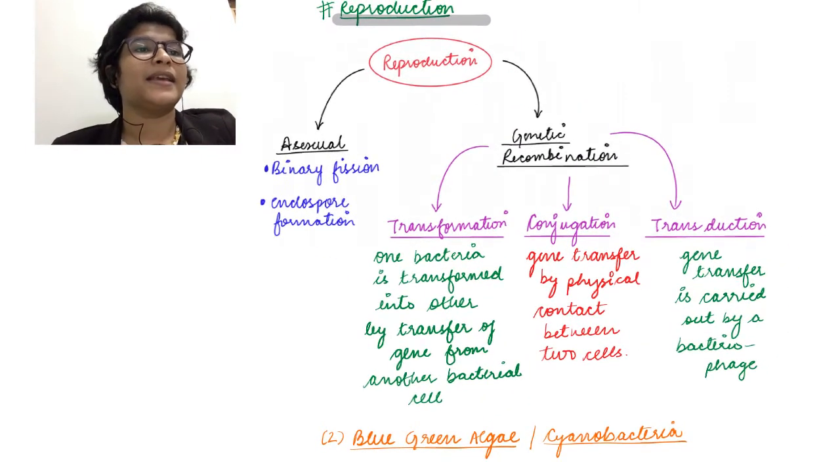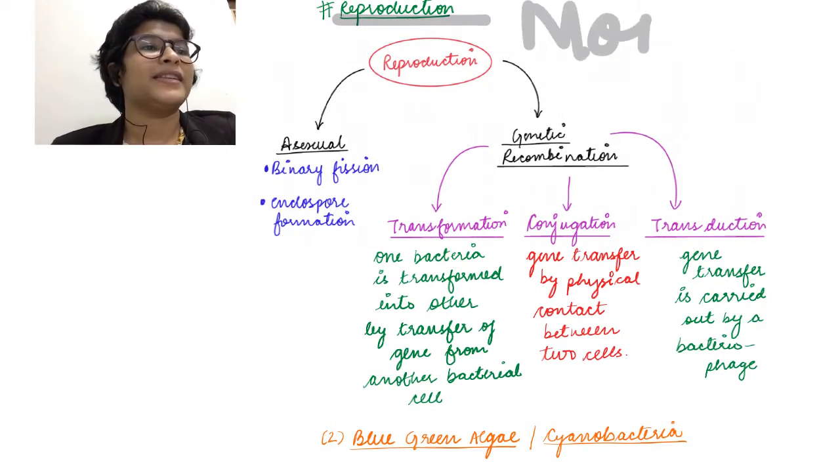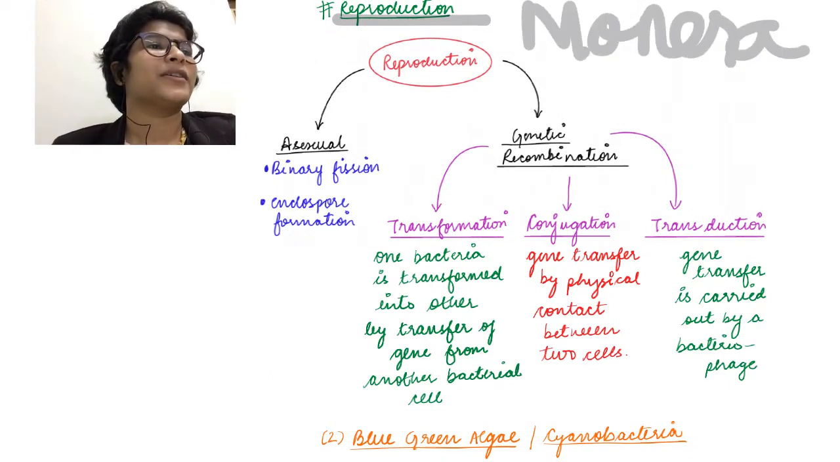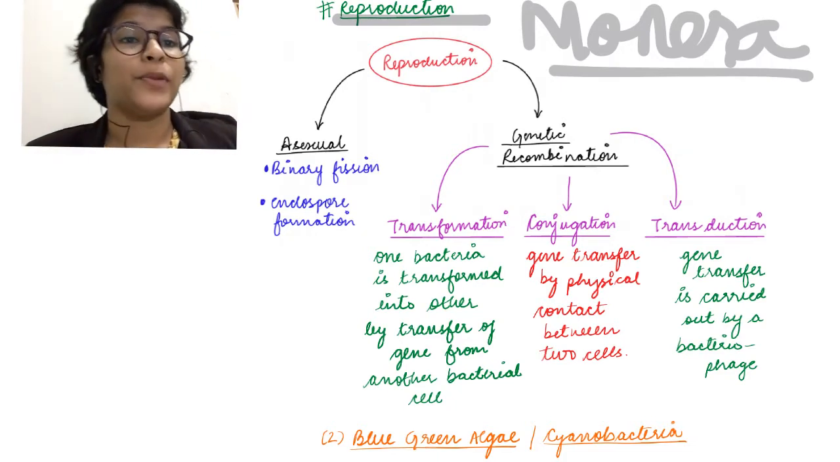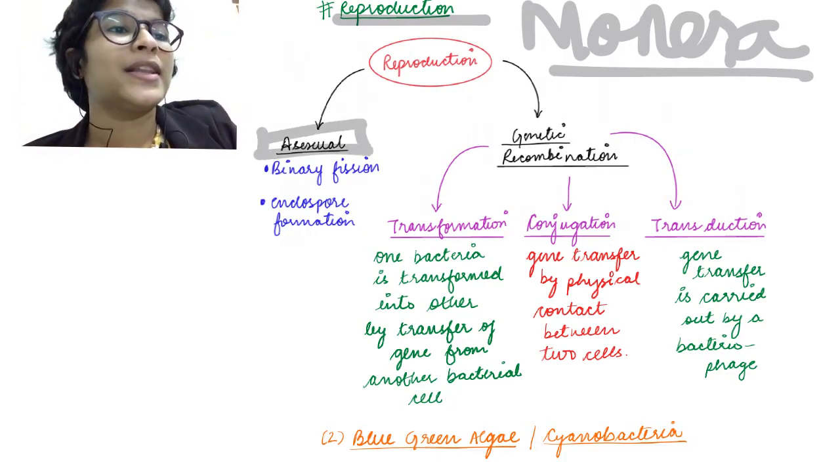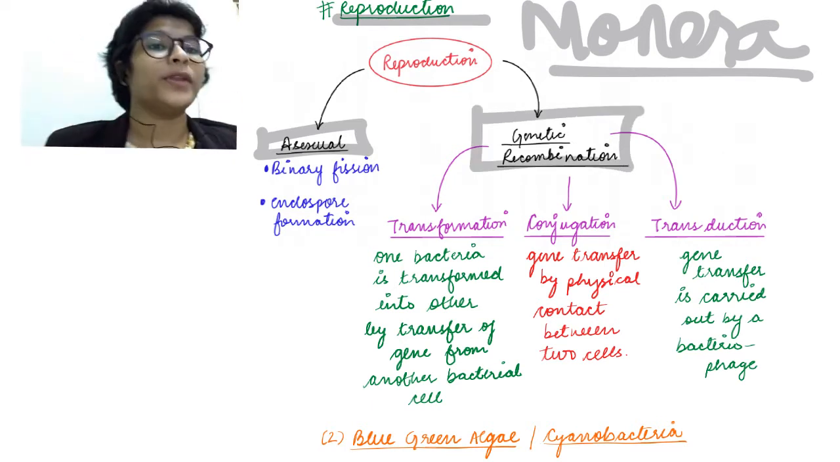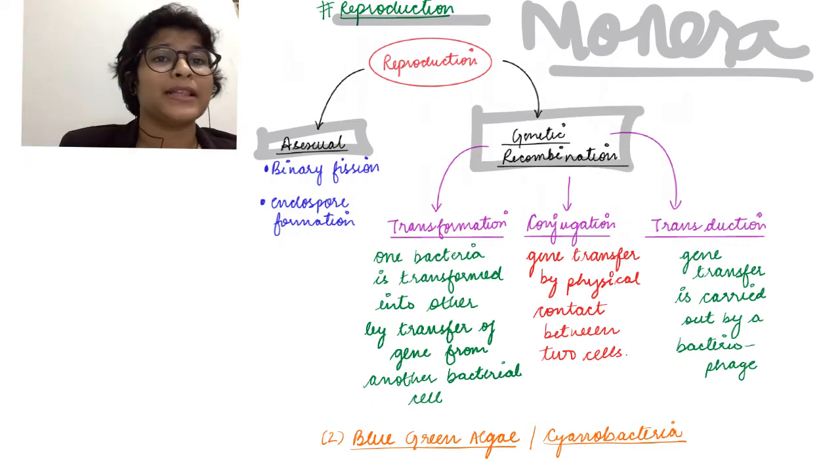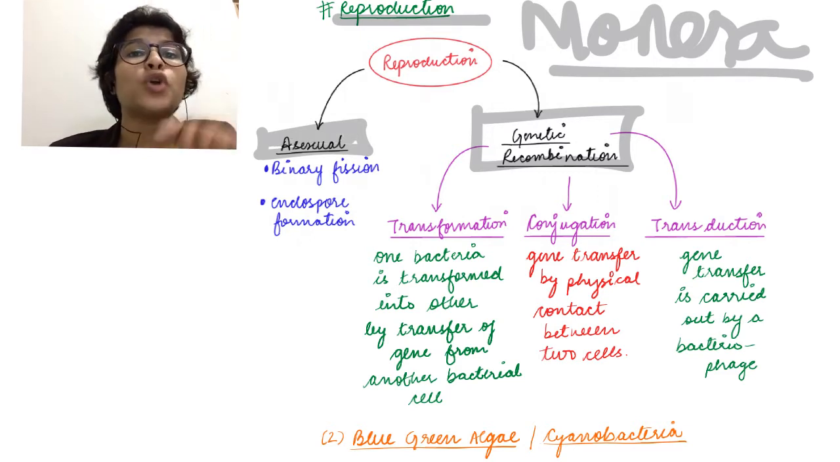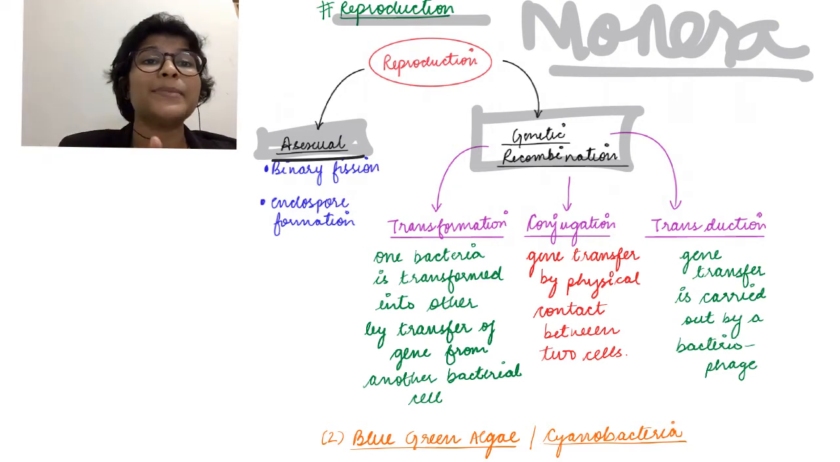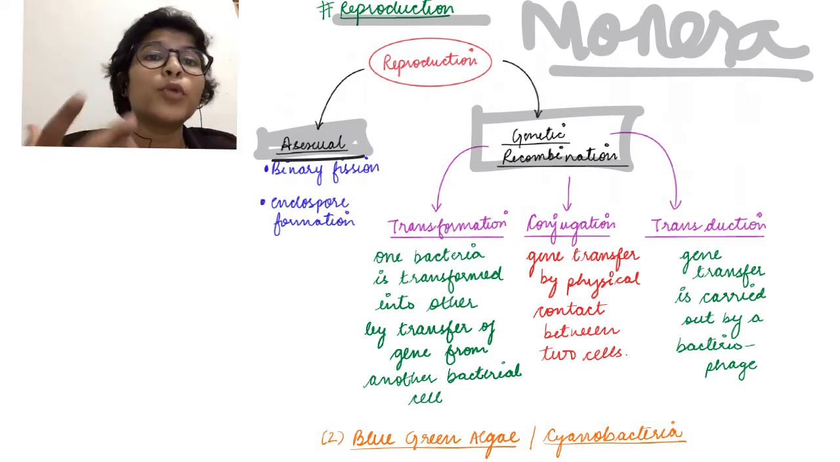in kingdom Monera. ठीक है, ये Monera की बात चल रही है. Okay. So basically there are 2 important types of reproduction. One is asexual and the second is genetic recombination. तो asexual का क्या मतलब? Asexual reproduction is that type of reproduction which does not involve another organism. That is, one organism individually can divide or make more progeny.